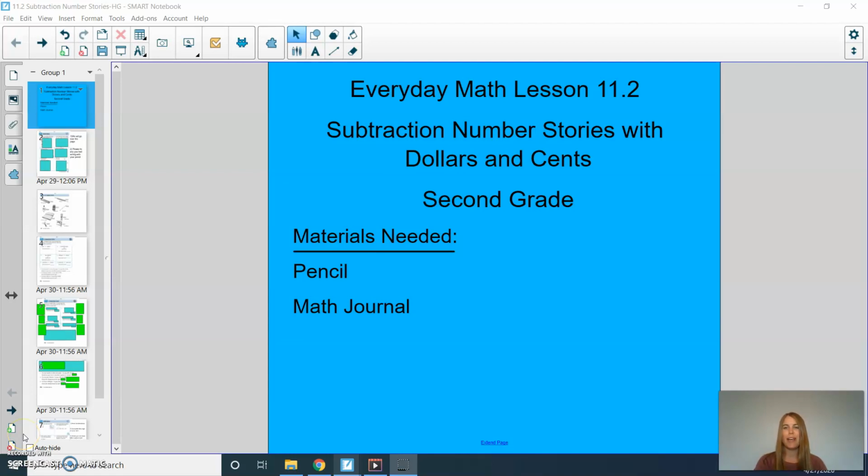Boys and girls, welcome to Everyday Math Lesson 11.2, Subtraction Number Stories with Dollars and Cents. The only materials that you'll need today are just your pencil and your math journal.